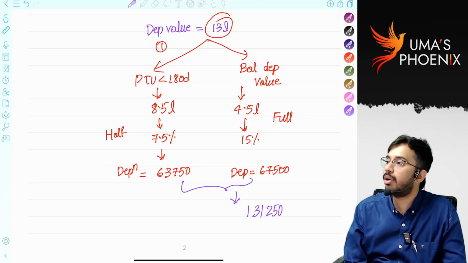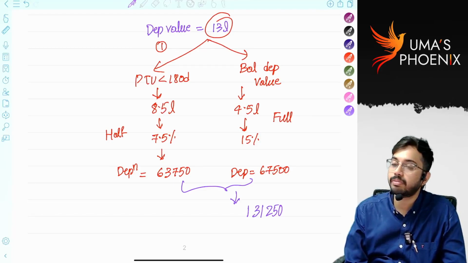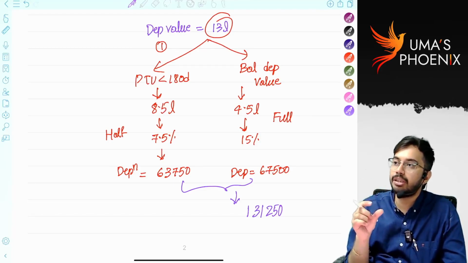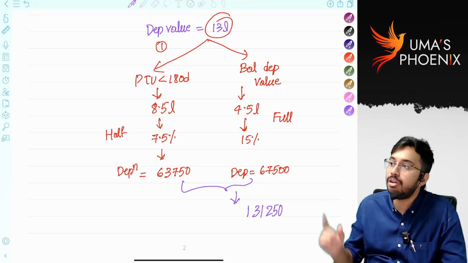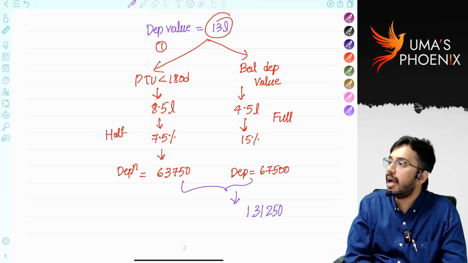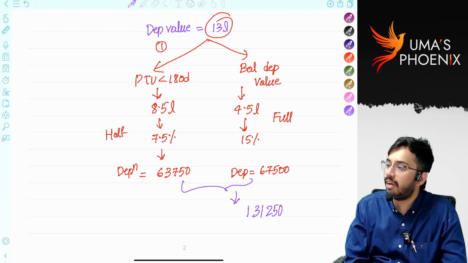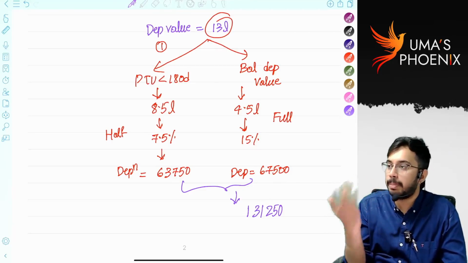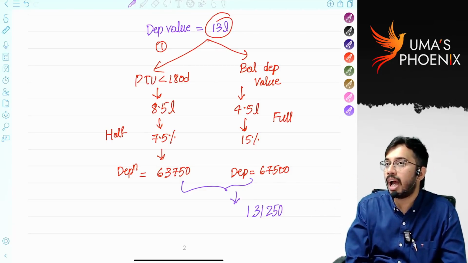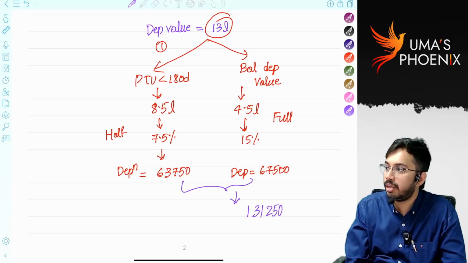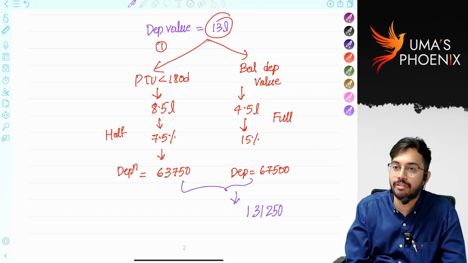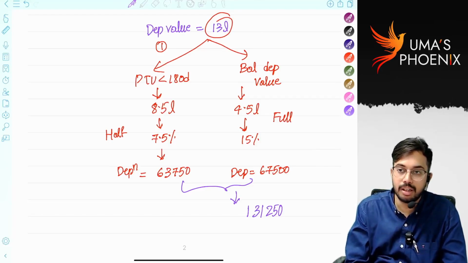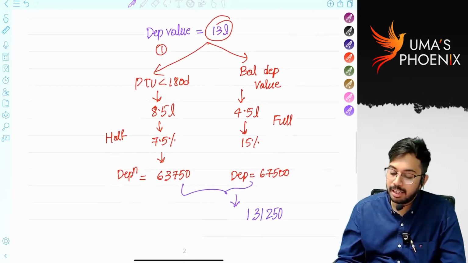So did you understand how to calculate depreciation? Depreciable value you have to apportion. When you are apportioning depreciable value, first priority should be given to assets put to use for less than 180 days. Balance depreciable value, you will calculate full rate of depreciation. On assets put to use for less than 180 days, you will calculate half rate of depreciation. Any doubt?